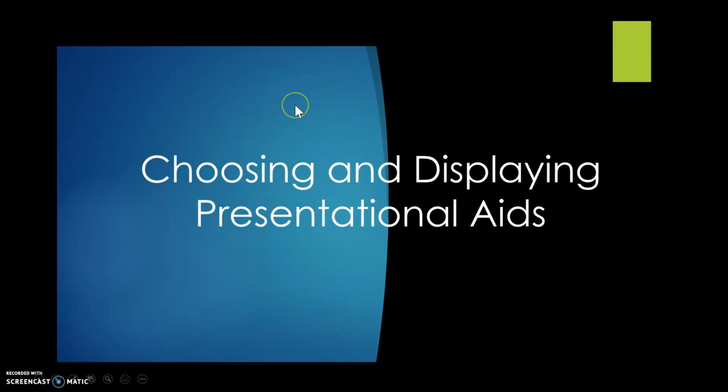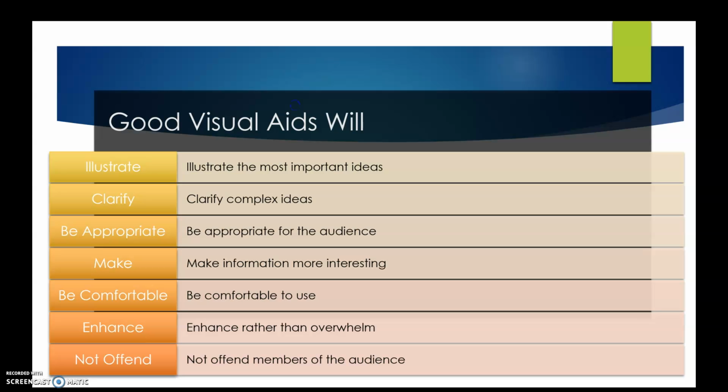So how do we choose and display our presentational aids? This is a bit of a process, admittedly, but it is super important. So some things that good visual aids will do is they'll illustrate the most important ideas, clarify complex ideas, hopefully simplifying them. They're appropriate for the audience. This means you don't want anything that's going to be offensive to your audience. They'll make information more interesting. They're comfortable for you to use, and they enhance rather than overwhelm.